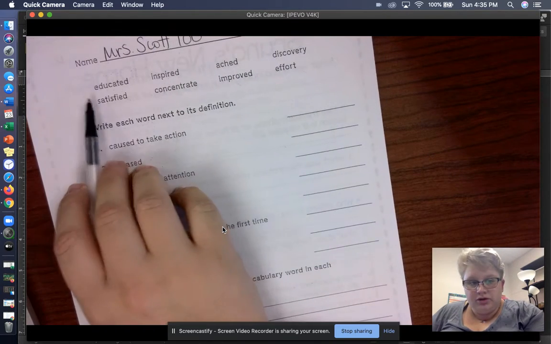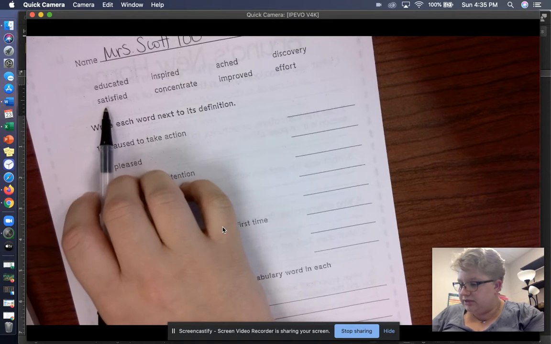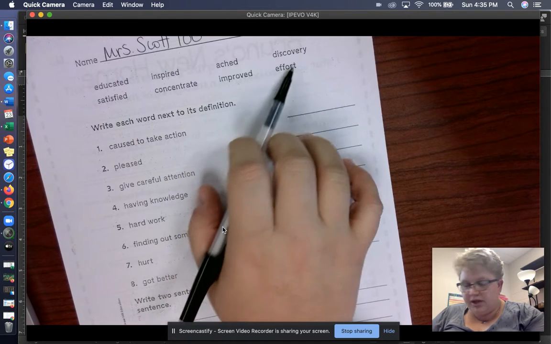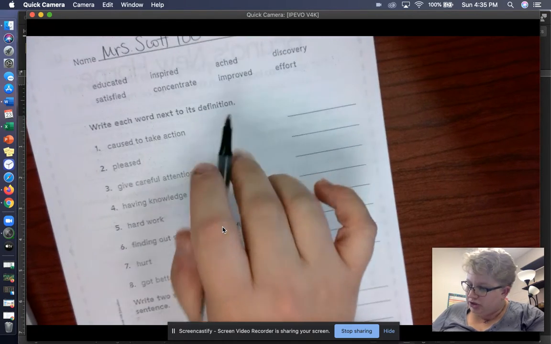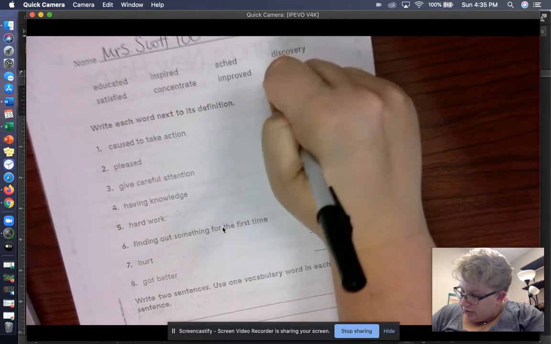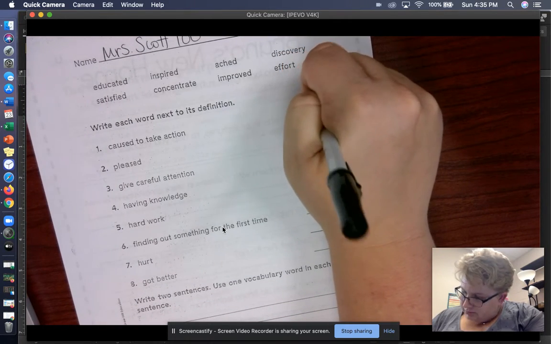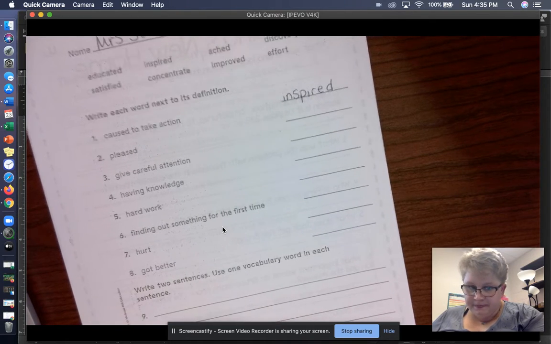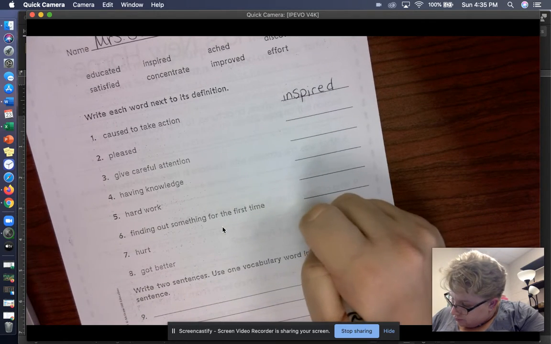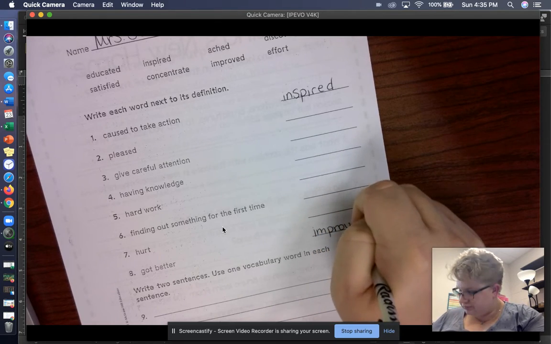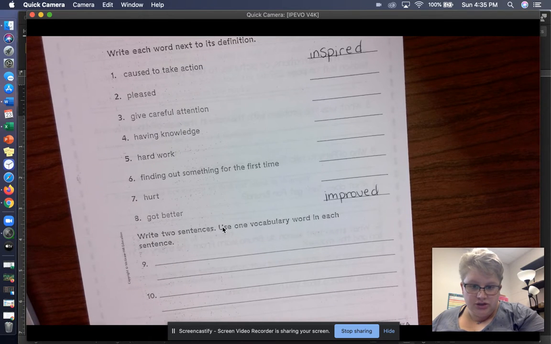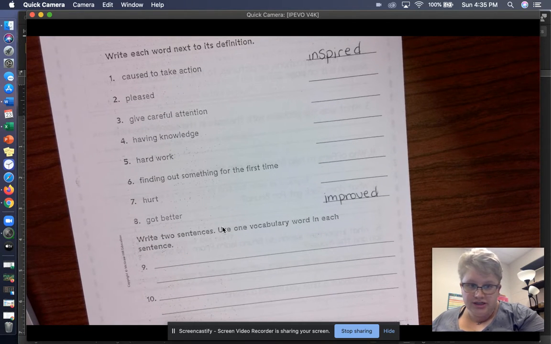Cause to take action. Your vocab words for the week are educated, satisfied, inspired, concentrate, ached, improved, discovery, and effort. So, cause to take action is inspired. Number 8, got better, would be improved. Then at the bottom, write 2 sentences. Use 1 vocab word in each sentence.